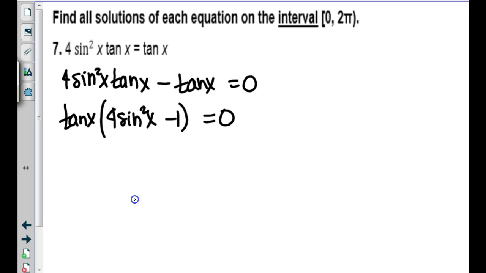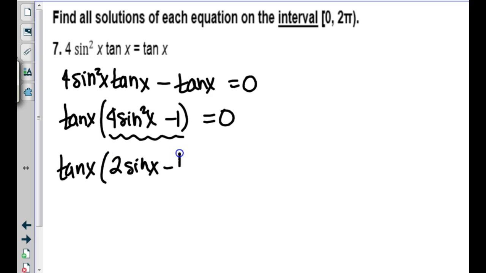Okay. Now, anybody notice anything about this? Are those all perfect squares? 4 sine squared and 1? So it could factor further. You could also just set it equal to 0 and then use a square root later, but you'd have to remember the plus or minus. So it actually factors 2 sine x minus 1 times what? Good job.